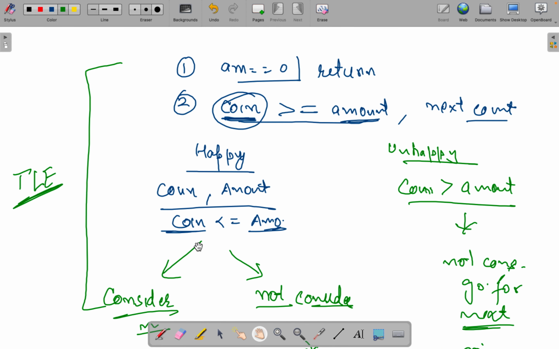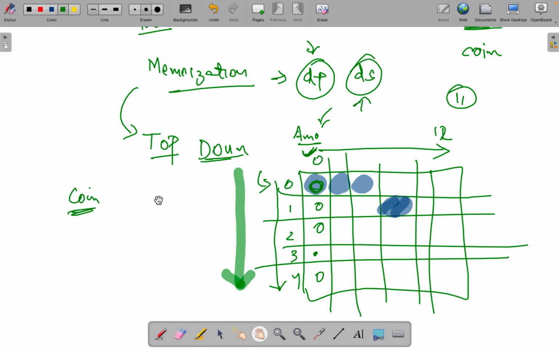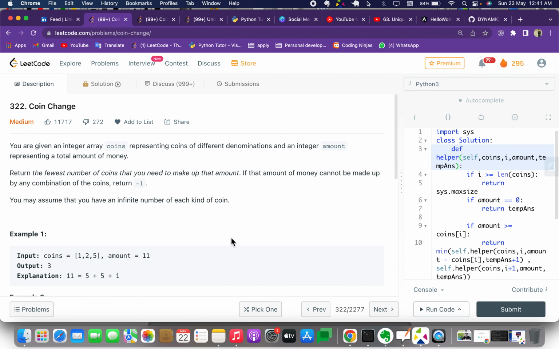So first let's understand how we can code this recursion, and from there how we can code the top down. Let's come to the coding section now.